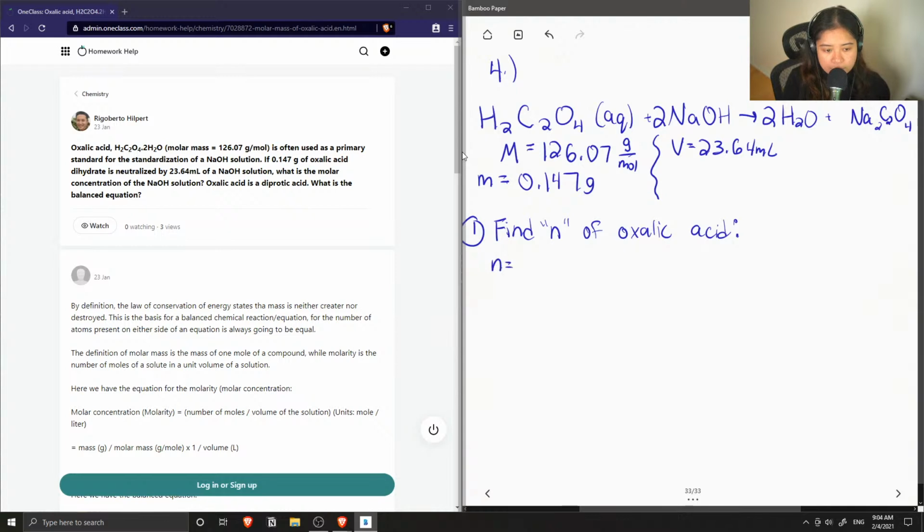So number of moles is mass over molar mass. And we have 0.147 grams and 126.07 grams per mole, giving us a number of moles equal to 1.17 times 10 to the negative 3 moles.